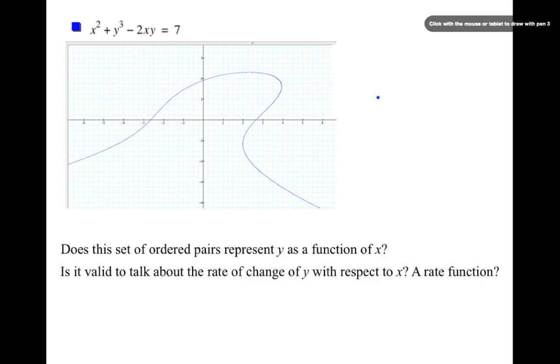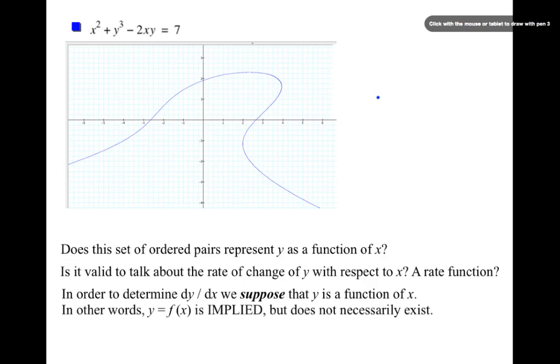Okay, so then that's what we want. We've got an equation where y is not a function of x. We want a rate function, and it's okay now that that rate is dependent on x and y, right? Ordered pairs. So in order to determine this rate function dy/dx, we're going to suppose that y is a function of x. We know it's not, but just suppose it is. Then y as a function of x is implied, but it doesn't necessarily exist.